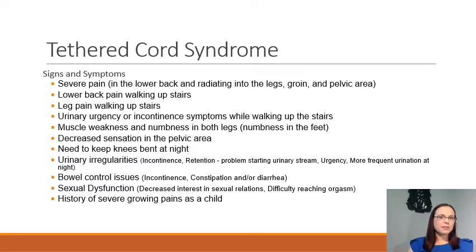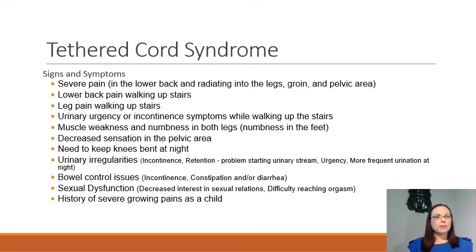Some signs and symptoms that we see with tethered cord syndrome: severe pain in the lower back that radiates into the legs, groin, the pelvic area, lower back pain, groin pain, pelvic pain that happens walking upstairs or walking up hills, urinary urgency or incontinence symptoms while walking up the stairs or with walking. Bladder dysfunction is one of the flags of tethered cord syndrome. So there's a questionnaire that's being worked out to use for screening for tethered cord syndrome. And there's many, many questions that are being developed for the urinary piece of this. So urinary issues could indicate that it's more likely to be some sort of neurological dysfunction in that lumbosacral area.